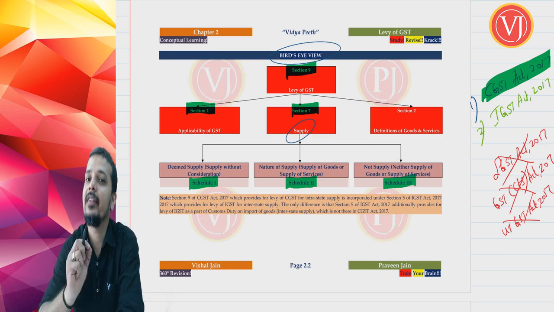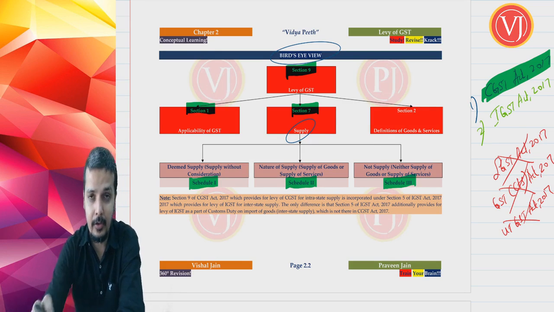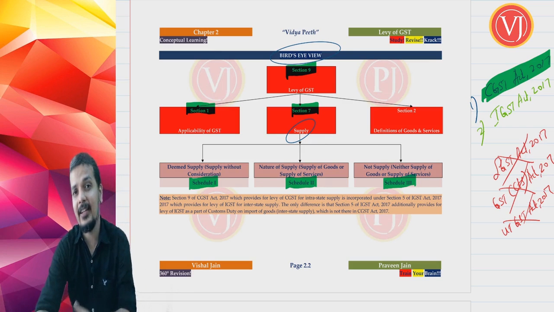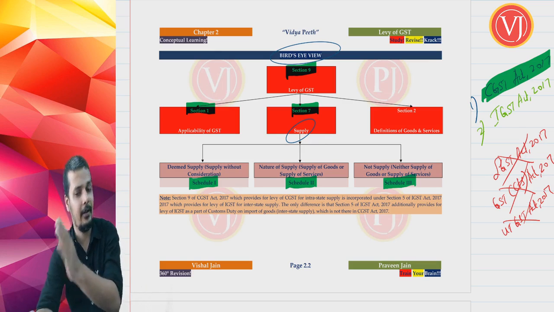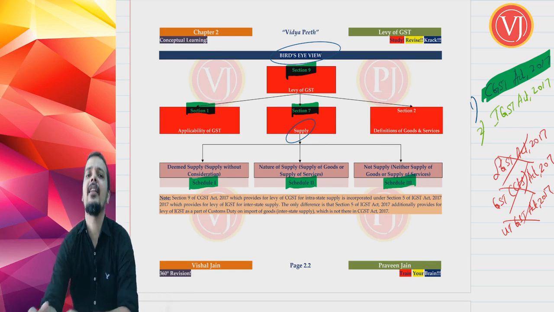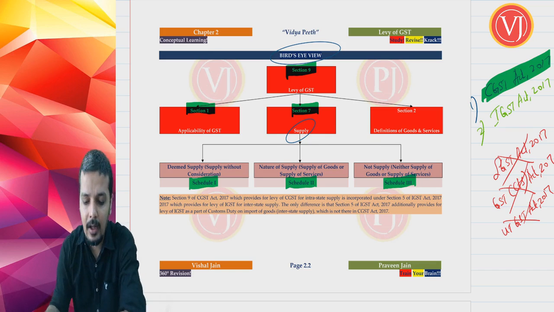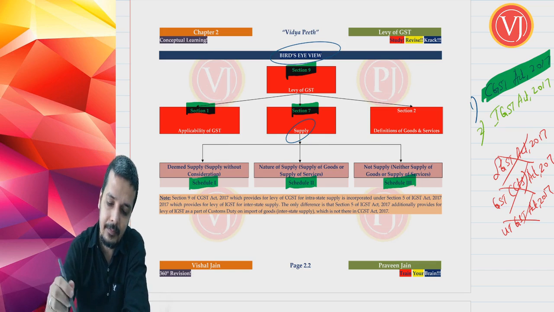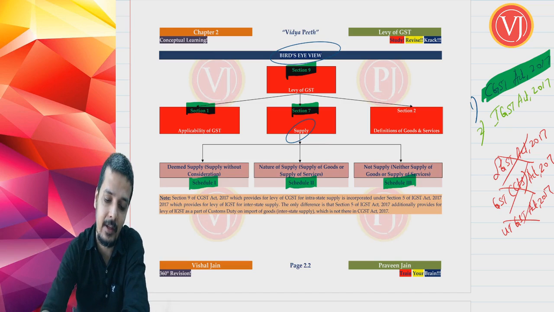Schedule 1, which is supply without consideration, otherwise called deemed supply. Schedule 2, which actually defines the nature of supply, whether that supply is supply of goods or supply of services. And Schedule 3, which tells that there are certain cases which are not at all supply, neither supply of goods nor supply of services. Right, that is one of the most important provisions that we are going to discuss in this entire GST Act, section 7, which defines supply.